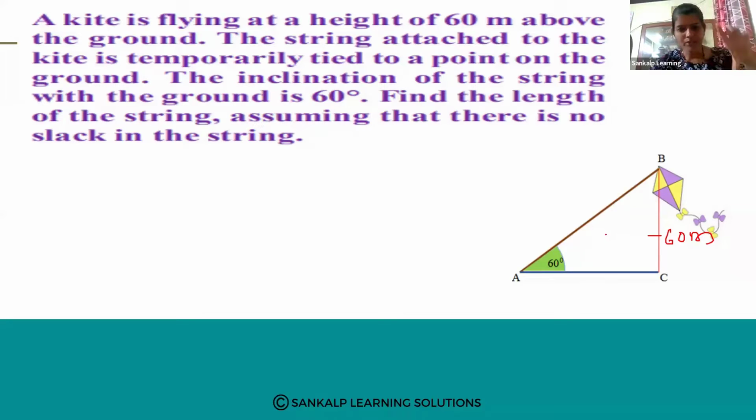There is no slack in the string means we have tied it tightly. Okay, so the kite is here, and what have we done with the string? We have tied it tightly to a point on the ground. Okay, so we need to find out the distance of this point, this line, that is AB. Find the length. This means we need to find out the length of the string. Okay, string is at AB. So we need to find out the length of the string.